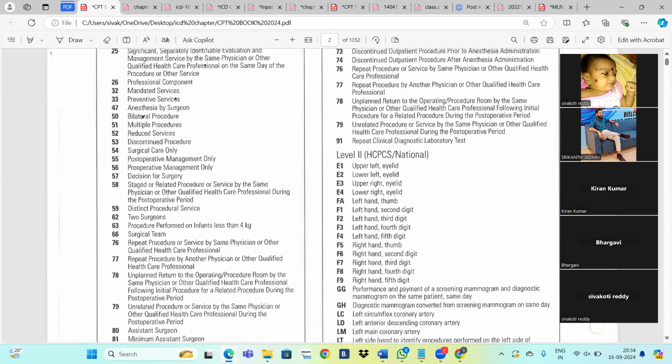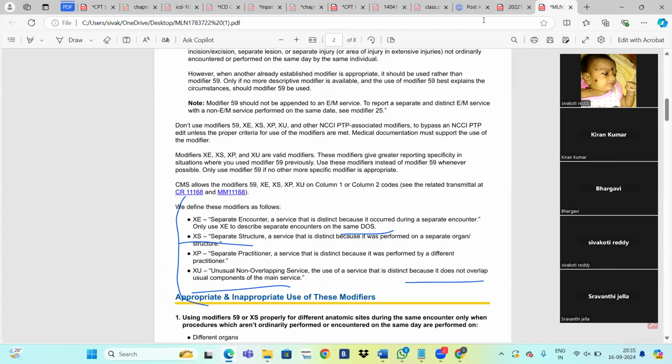Okay, clear, right? If they give any finger or any toe, you can assign the modifier. So one question you will get, either finger or toe they will ask. After that, you will get one more question on the X series modifiers. Please take a snippet.